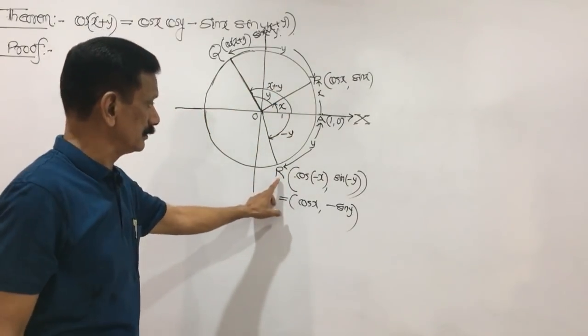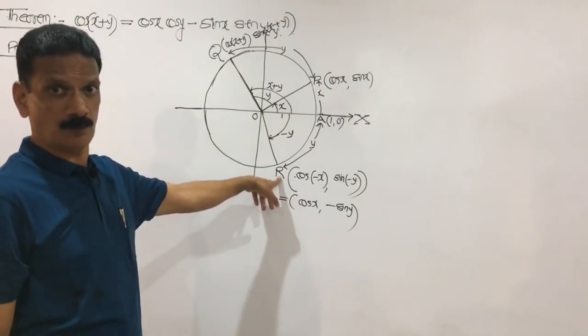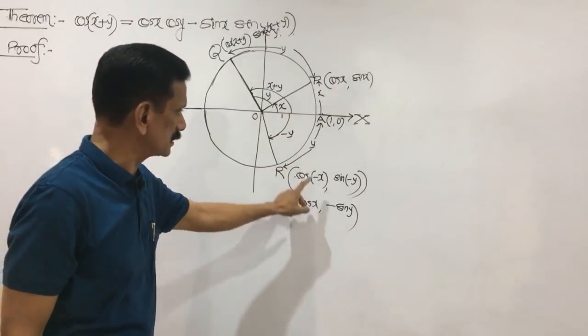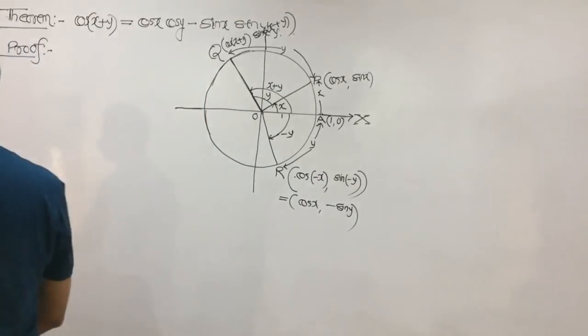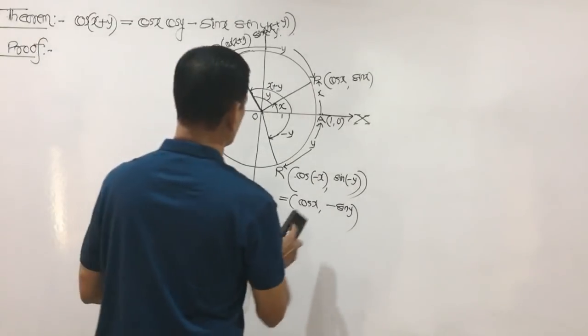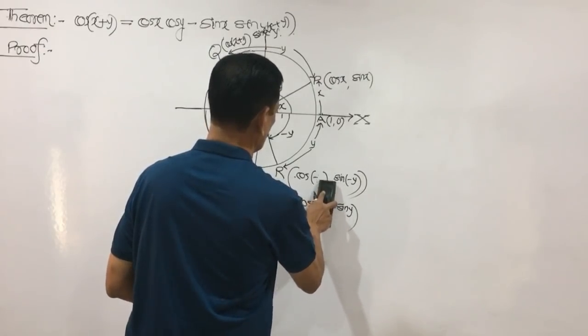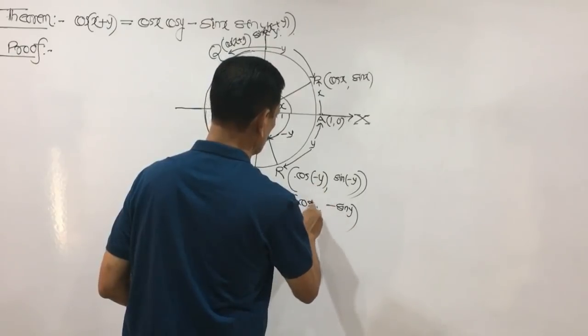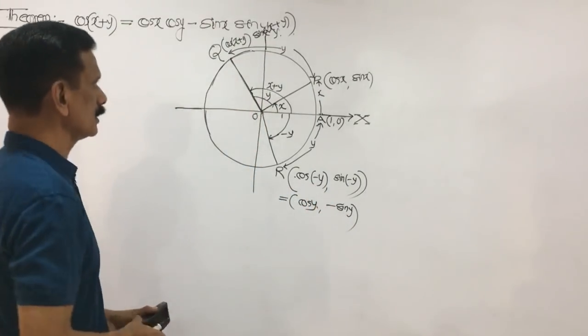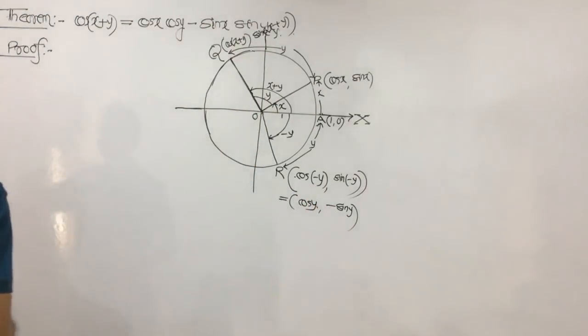And the coordinates of the point R are cos of minus y, sorry my dear friends, I have made a mistake here. It is cos of minus y, and cos of minus y is cos y.